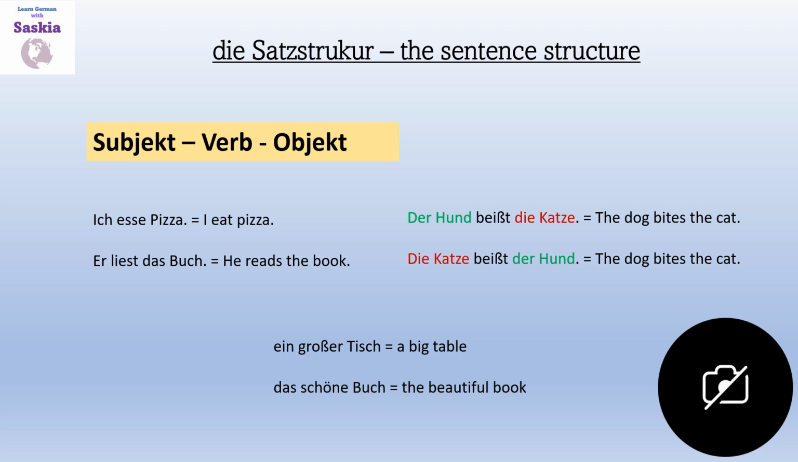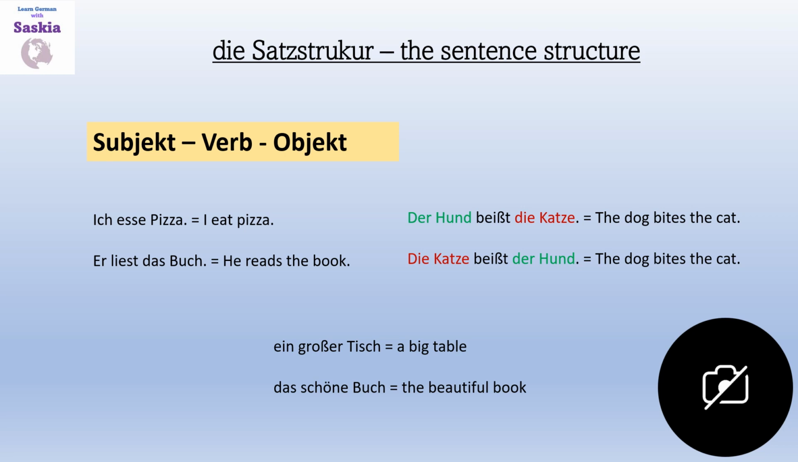Or also das schöne Buch, with schön meaning beautiful and das Buch meaning the book. And the book, das Buch, is a neutral noun, so we add an E at the end for the adjective and it becomes das schöne Buch. So schön is beautiful, and das schöne Buch because Buch is a neutral noun.